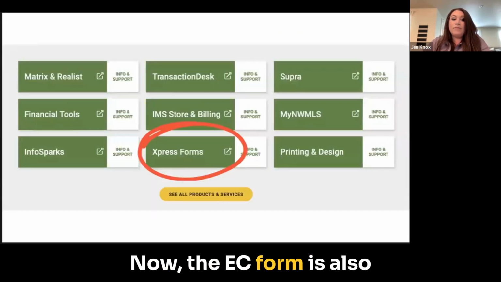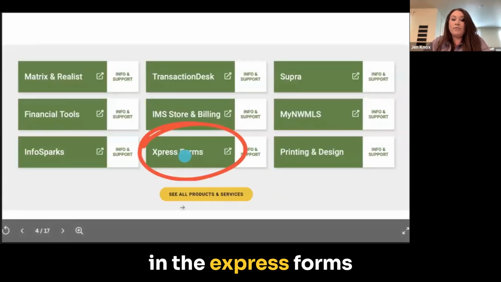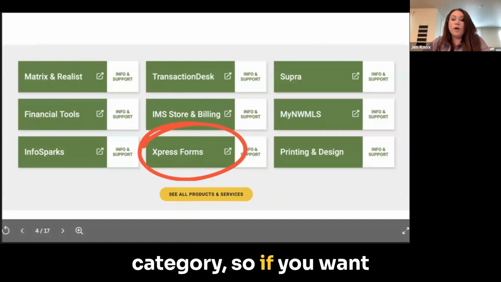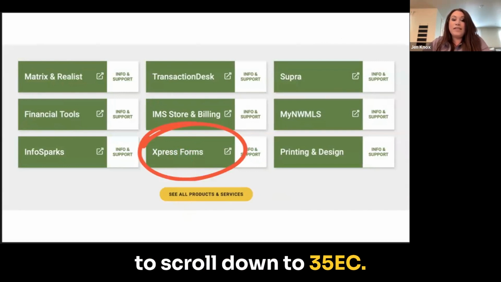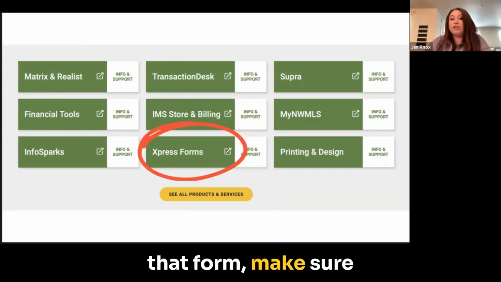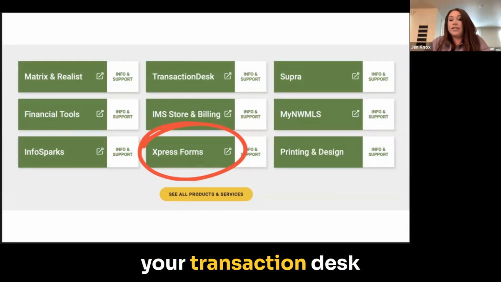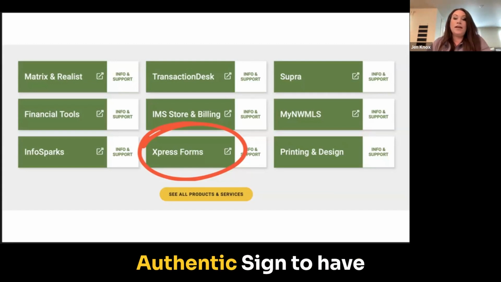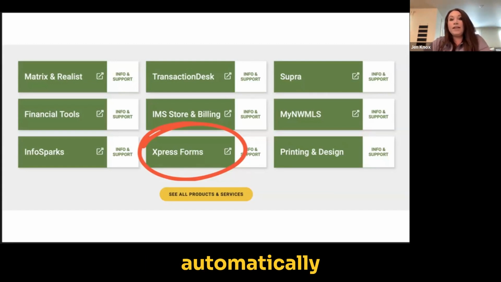Now, the EC form is also in the Express Forms category. So if you scroll down to 35EC, you'll be able to see the calculation form that you're going to use. That's also the form that you're going to bring into your transaction desk signing as well. When you fill out that form, make sure you're doing it within your transaction desk before you bring it to AuthentiSign to have those calculations automatically done for you.